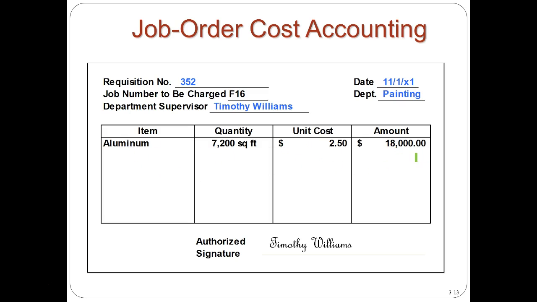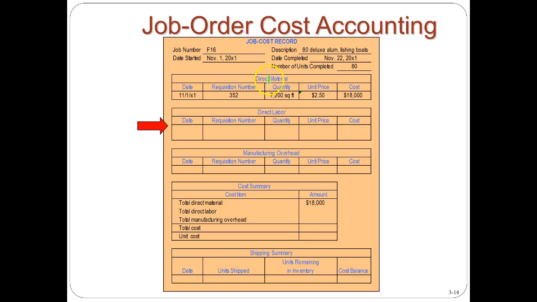That total cost then would be added to our direct materials here. So quantity, cost, 18,000, cost of the materials. In essence, this job cost is backing up the work in process account, which was debited in this case for 18,000, and the materials account was credited for 18,000.